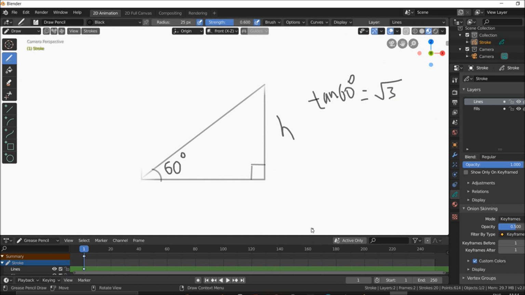I'll give a formula on this one. So this is 90 degrees, and this is our hypotenuse. This is our adjacent, as I said in our previous video, and this will be opposite.